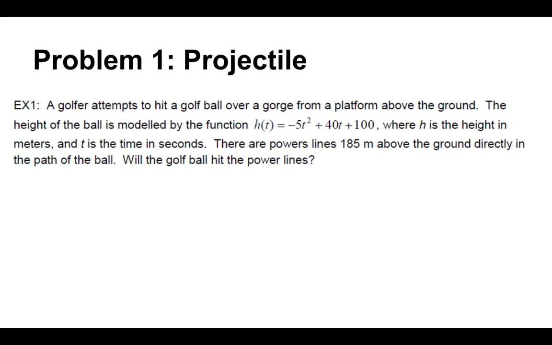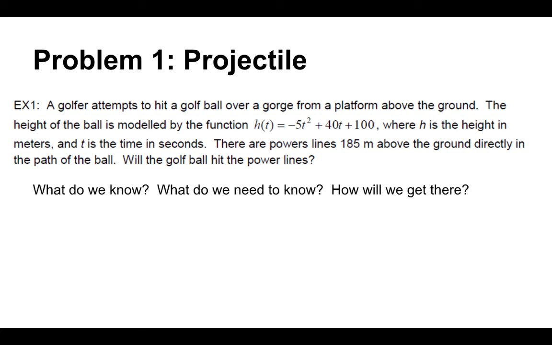So we've got a situation where a golfer is hitting a ball in the air in the line towards a power line. So we want to actually see if the power line is going to impact the shot. So will the golf ball hit the power line? And so the question is really, what do you know, what do you need to know, and how will you get there? We're not actually going to solve this question.